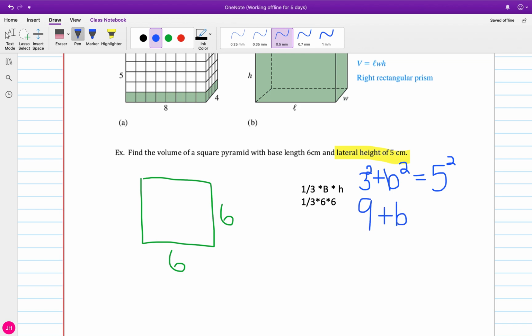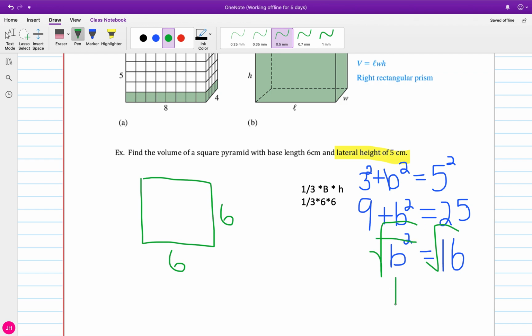3 squared is 9, and 5 squared is 25. I'm just going to solve this for b squared, so I'm going to subtract 9 from both sides. That gives me b squared equals 16. To get that square by itself, I'm going to take the square root of both sides. That cancels that square out. So I'm left with b is equal to 4.